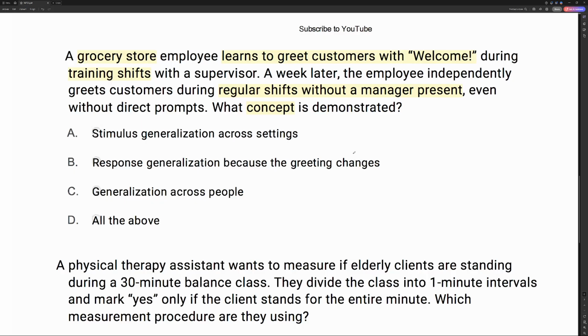B, response generalization because the greeting changes. Well, we don't know if the greeting changed, right? The grocery store employee greeted them with welcome, and all we know is now they are independently greeting customers even without prompts. We don't know if that greeting changed. All we do know is generalization across people has occurred because the employee learned to greet customers during training shifts, and then a week later, they're still greeting customers during regular shifts. So they're able to generalize what they've learned across not only the training shift customers, but also the regular shift customers. So the concept demonstrated here is generalization across people.